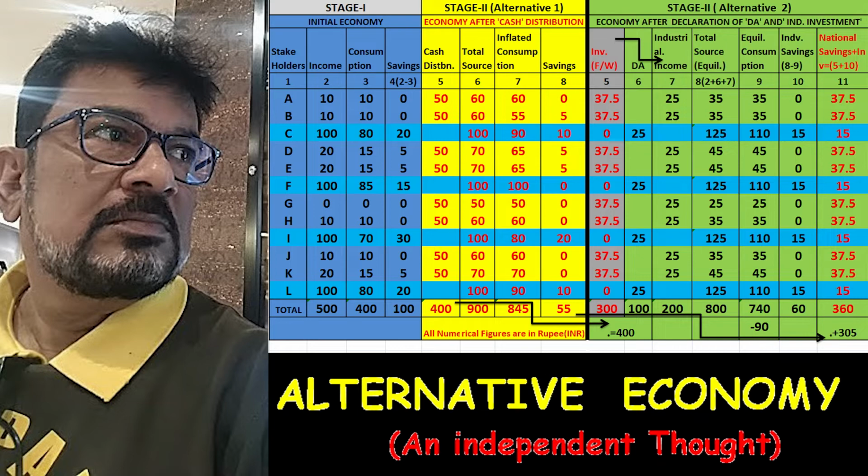Now the total savings, that is national savings, is shown in column 11, that is the sum of column 5 and column 10.